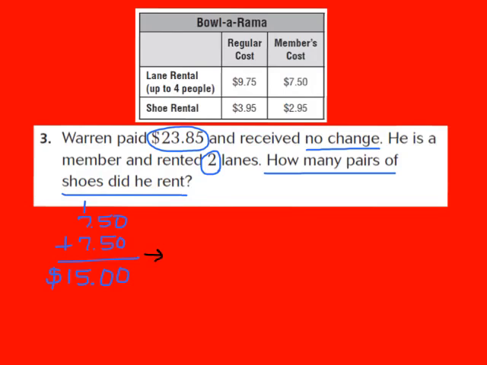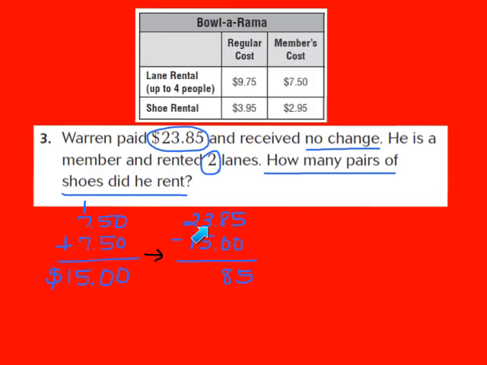So I'm going to go ahead and begin with our next step, and I'm going to write down the $23.85, and from that, once again, I'm going to subtract the $15, which was the cost of the 2 lane rentals. Now, let's go ahead and work this decimal subtraction. I'm going to start in the hundredths place, and I know that 5 minus 0 is going to leave me with 5. Now we're going to work on the numbers in the tenths place, and I know that 8 minus 0 is going to leave me with an 8 in the tenths place.